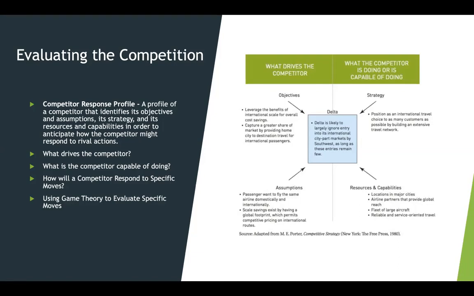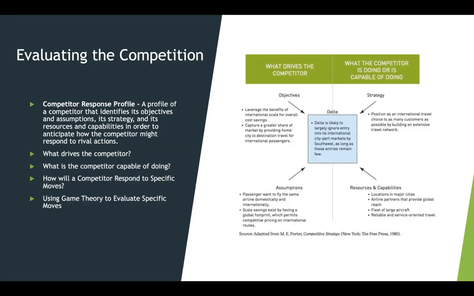There are two questions on the left side of the slide: what drives the competitors, and what the competitor is doing or is capable of doing. What drives the competitors? There are two factors. The first one is objectives. Here, Delta wants to leverage the benefits of international scale for overall cost savings. The second is that they want a greater share of the market.